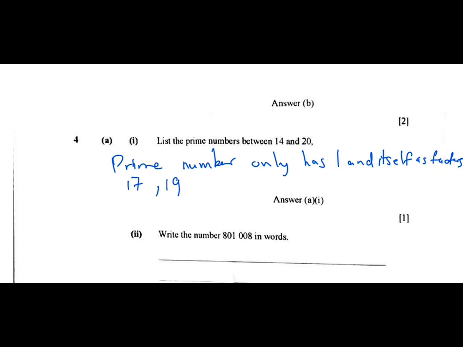Next part, write the number 801,008 in words. So I've already pronounced it right. 801,008. Okay, just remember it. It's as simple as that. Okay, so that is good there. At least you will not miss one point in the exam, right? Moving on to part B.